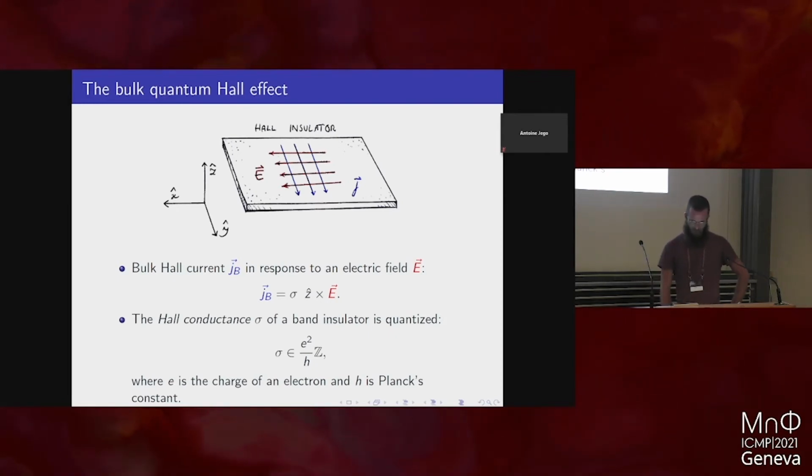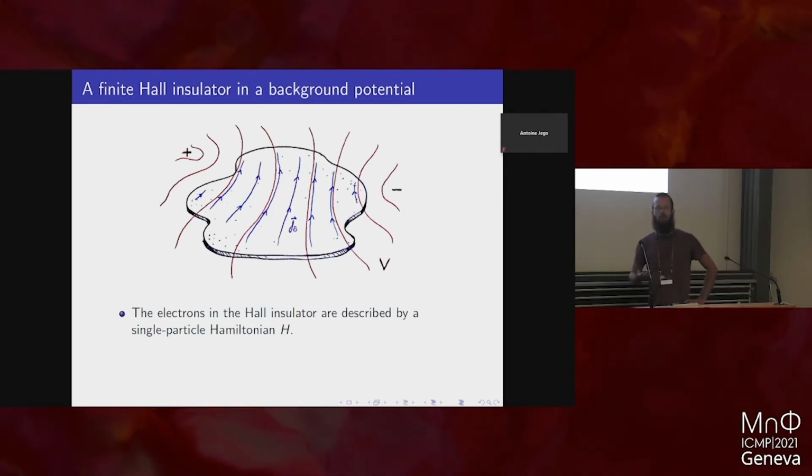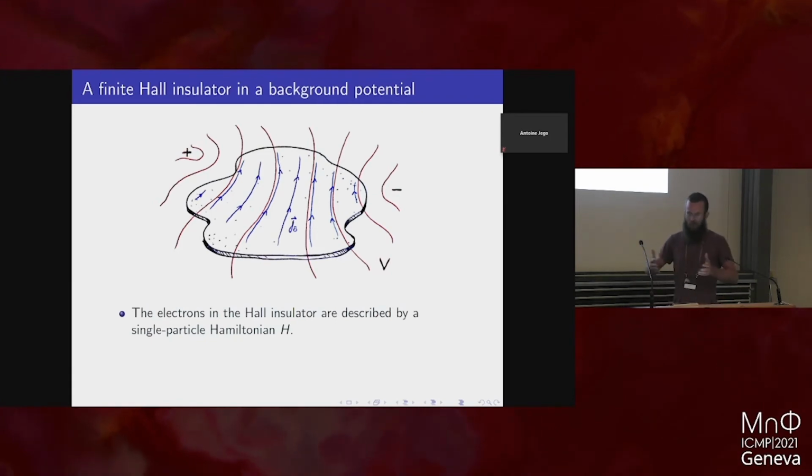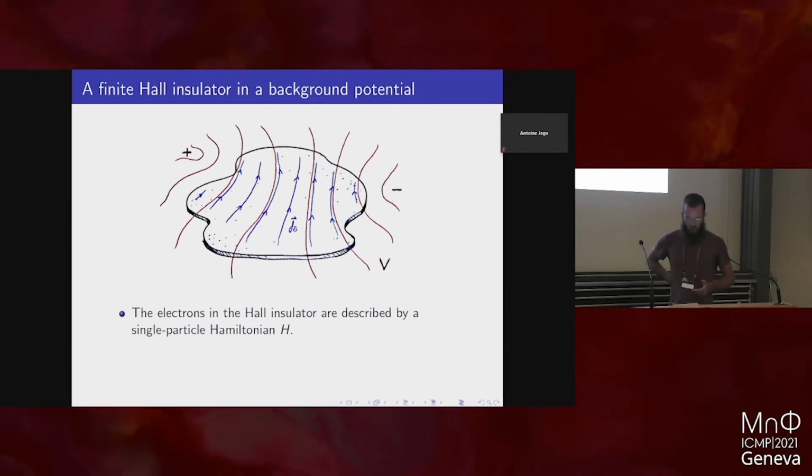Now I will try to convince you that if I have such a material with that property, and I give that material an edge, so it's not an infinite plane as mathematicians sometimes like, but a finite piece of material as depicted here, then something special has to happen at the edge. We imagine that we have such a finite piece of Hall insulator, where the motion of the electrons in the material is described by a single particle Hamiltonian, which we call H.